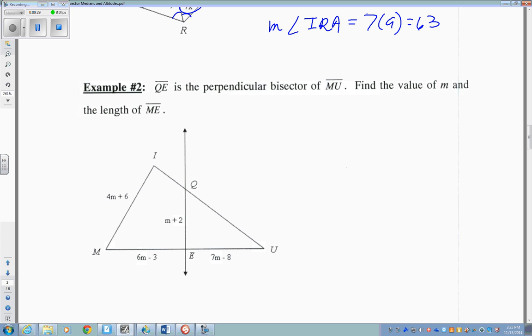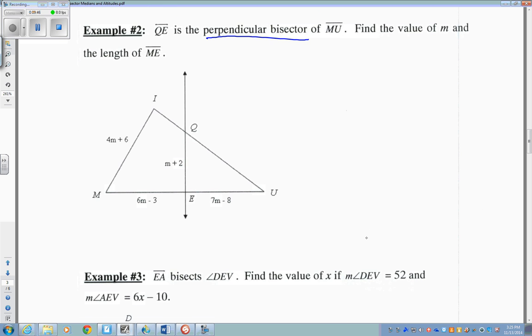So in example 2, it says QE is a perpendicular bisector of MU. Find the value of m and the length of ME. So what's the key word or key information? Okay, so what does that mean is occurring if it's a perpendicular bisector? ME and EU are the same because E is going to be the midpoint, and it's perpendicular, so that means we have to add the box as well. So what information can we now apply?